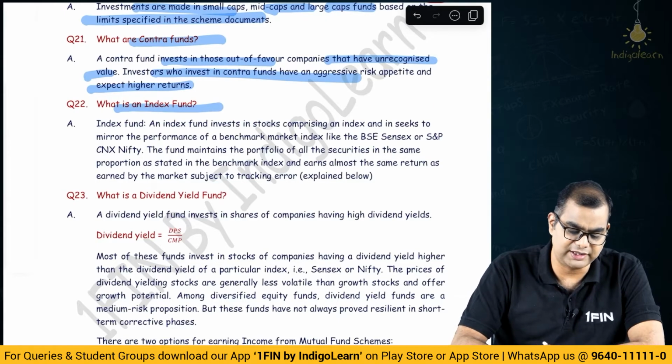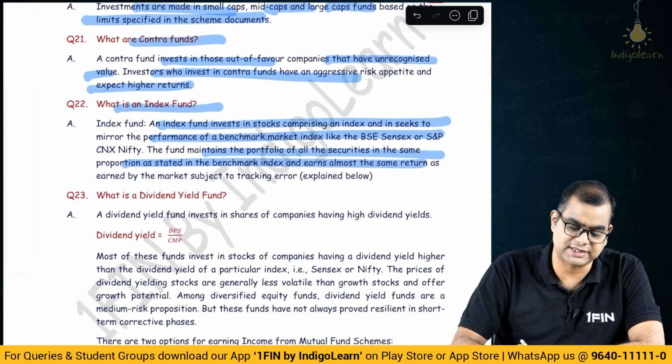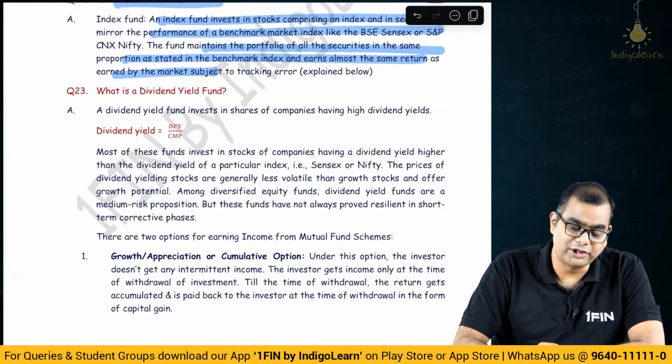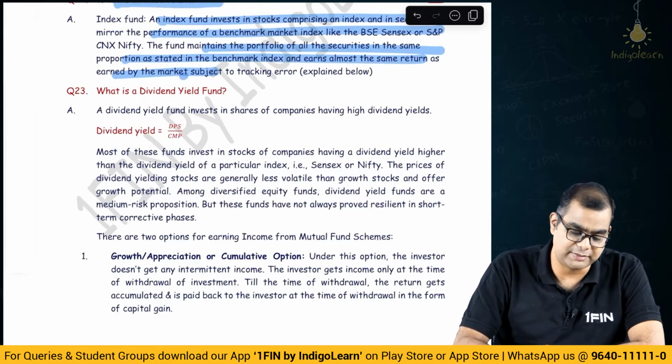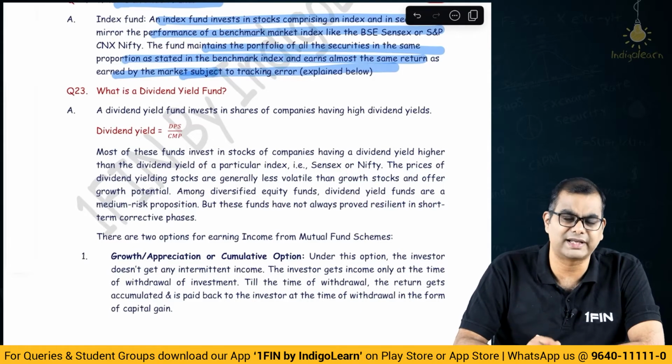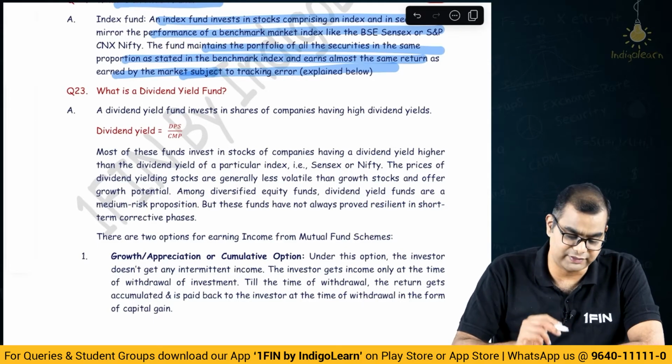Then there is an index fund. I explained to you what an index fund is. It mirrors the performance of an index, and the fund maintains a portfolio of all securities in the same proportion as stated in the benchmark index. The key point to note here is that the fund earns almost the same return as earned by the market, subject to tracking error. What is this tracking error? We'll come to it, I think somewhere towards the end. Please remember this concept of tracking error when we get there.